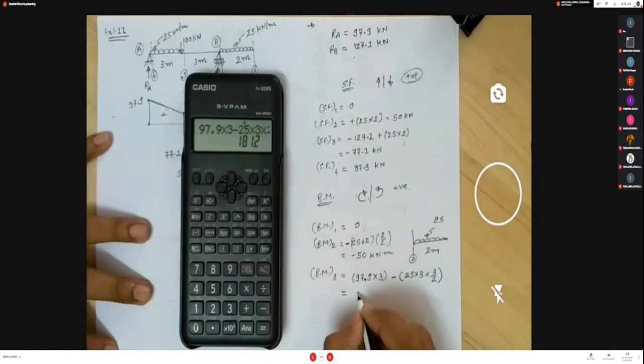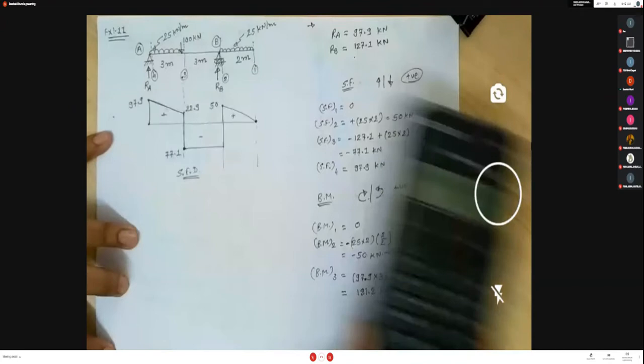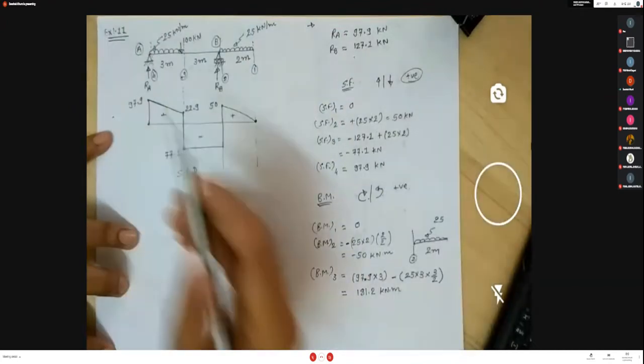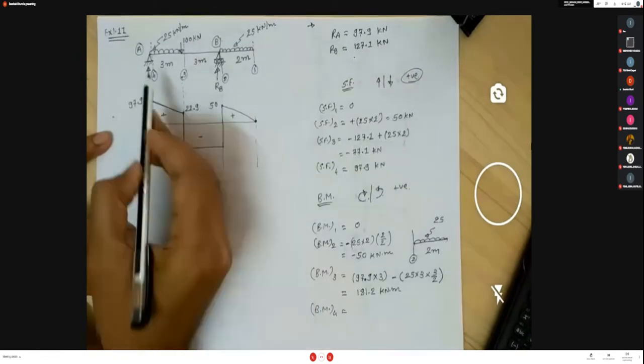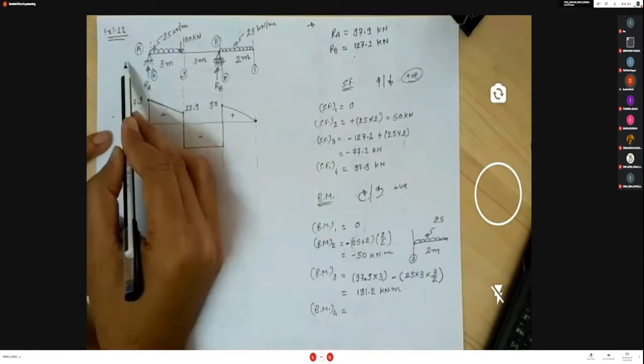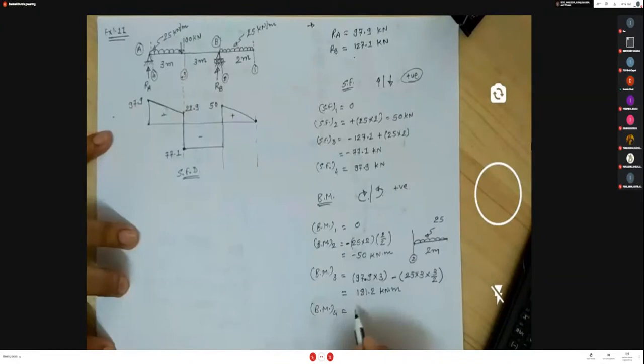181.2 positive. Now the bending moment at section 4. Consider the left hand side portion. So 0.